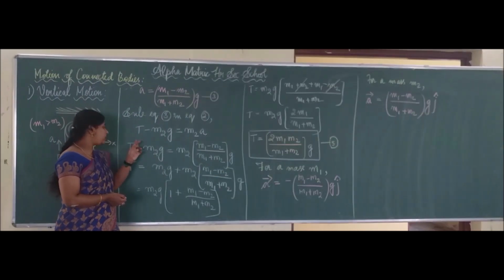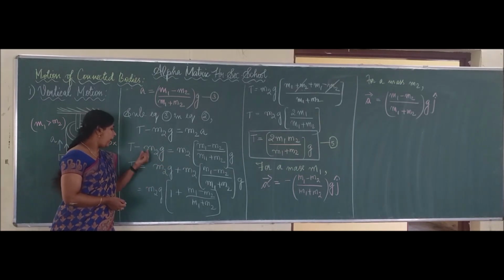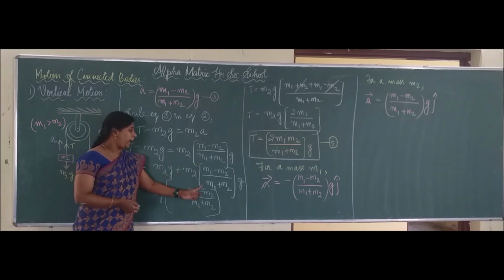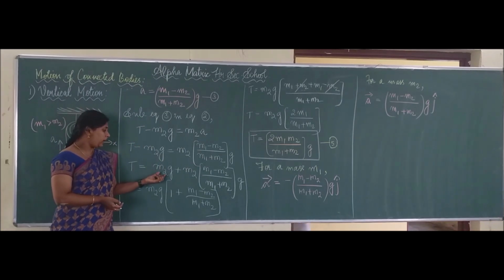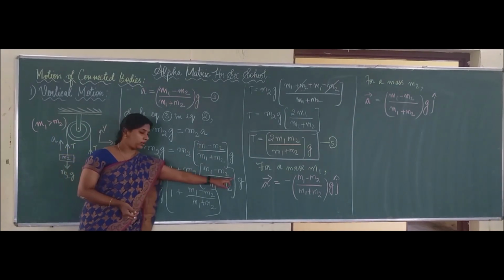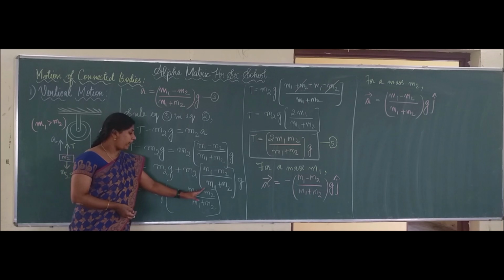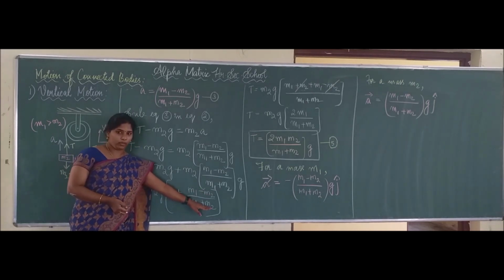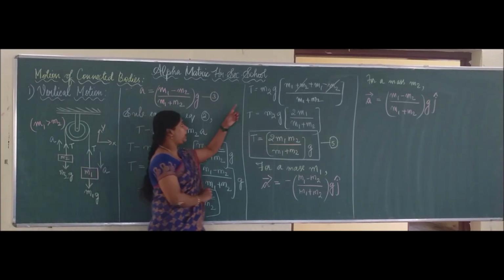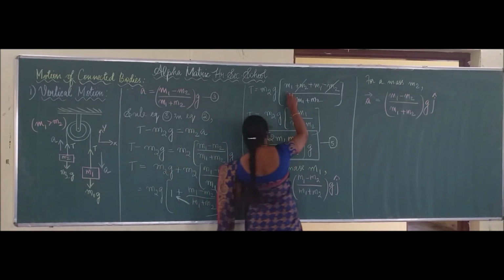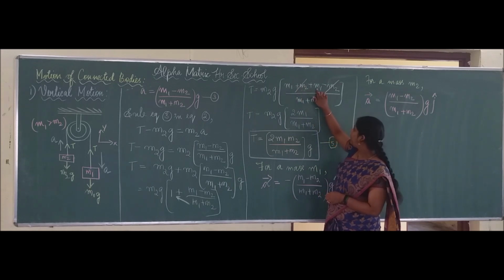Here the minus m2g, when it goes to this side, becomes positive. So T equal to m2g plus m2 into m1 minus m2 by m1 plus m2 into g. See, m2g is here and here also, so we take it commonly outside. The remaining term is 1 plus m1 minus m2 by m1 plus m2. Next we cross multiply. So T equal to m2g and the remaining, by cross multiplication, m1 plus m2 plus m1 minus m2.